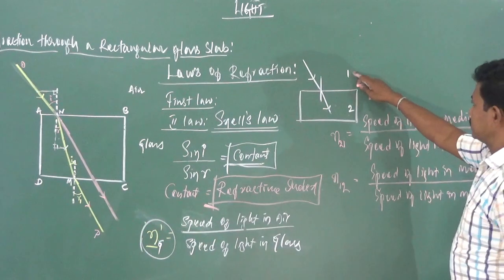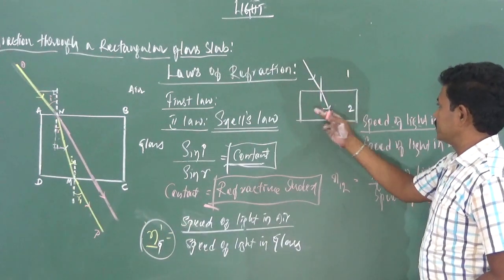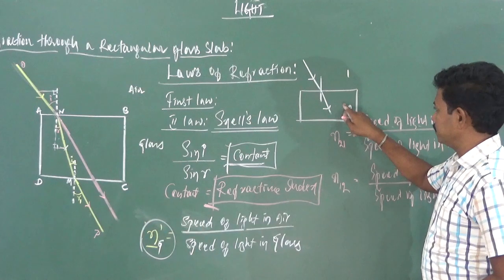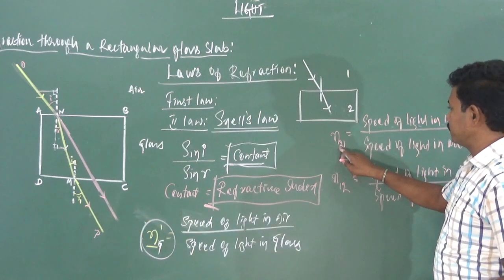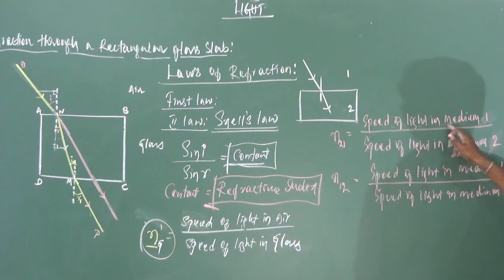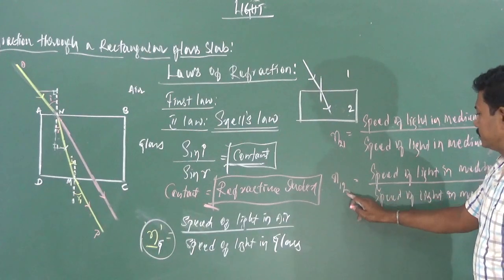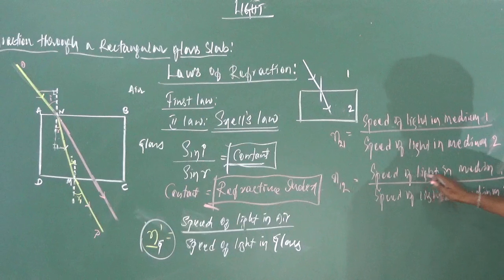So, the speed of light in medium 1 is different, and the speed of light in medium 2 is different. If you want the refractive index of medium 2 with respect to medium 1, it can be written as the speed of light in medium 1 by the speed of light in medium 2. So here it changes. The refractive index of medium 1 with medium 2 is the speed of light in medium 2 with respect to the speed of light in medium 1.